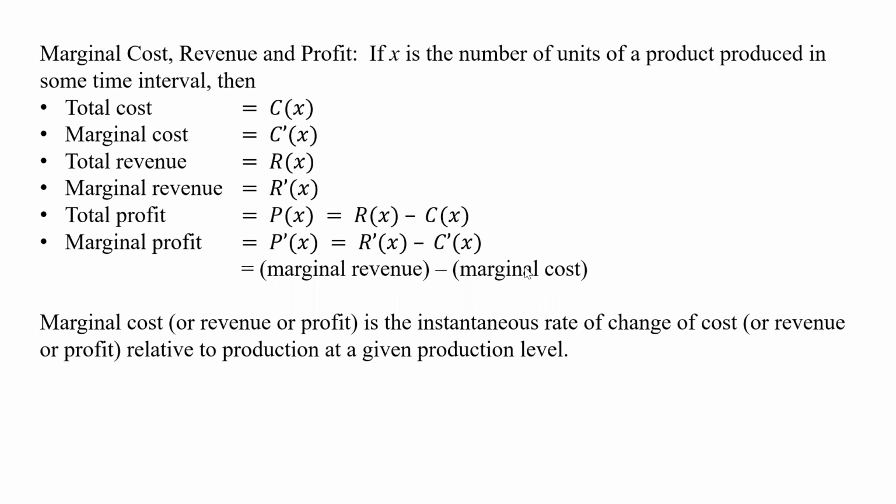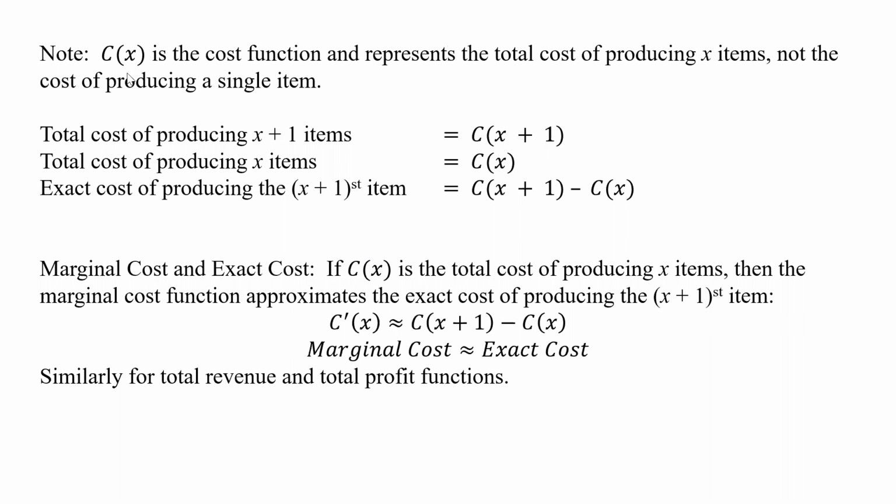Okay. Now, the key thing here is C of X, our cost function, represents the total cost of producing X items. It doesn't represent the cost of a single item. So that's a key thing to know. So, if we have C of 200, that's the cost of producing those 200 items, not the cost of producing that 200th item. If we want to find the cost of one item, we have to find the cost of producing X plus 1 items, which is going to be our C of X plus 1.